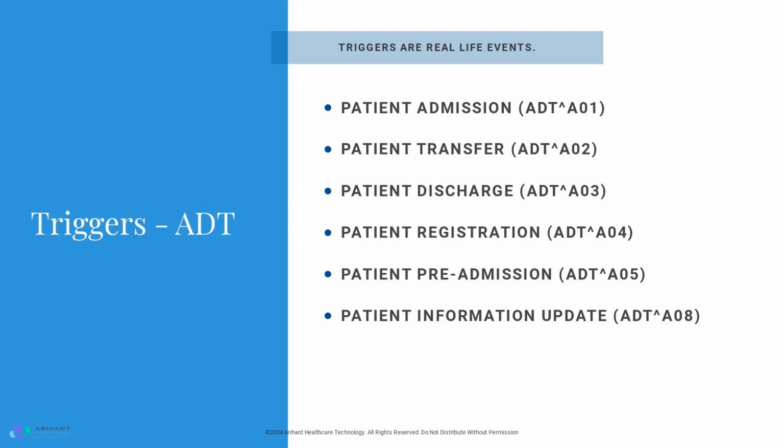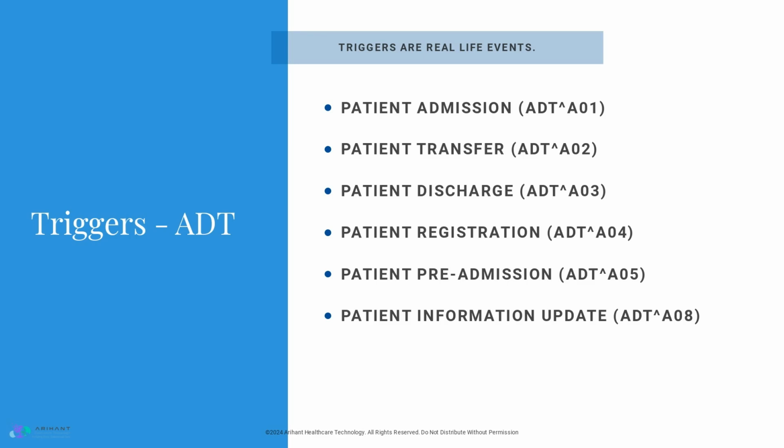ADT A02 informs the patient transfer. A patient moved from the emergency room department to the intensive care department, or from one department to another, is considered ADT A02. And patient discharge is ADT A03, where the patient is discharged from the facility because the treatment is successfully completed. The next one among the ADT triggers is patient registration. When a new patient comes, the patient gets registered into the system, completing the registration process for the first visit to the clinic. It captures the demographic information and assigns a unique patient identifier during the process. So that's the patient registration.